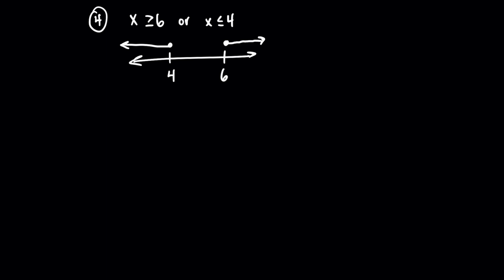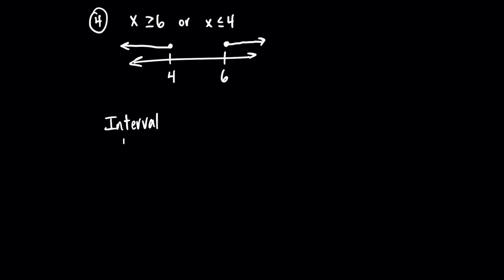Next thing we want to talk about is interval notation. On this one, we're going to say everything from negative infinity all the way up until 4, and we're going to break, and then we'll pick back up again at 6 and go to positive infinity. So the way that we do that is we say, going all the way back to negative infinity up until 4, that's fine.